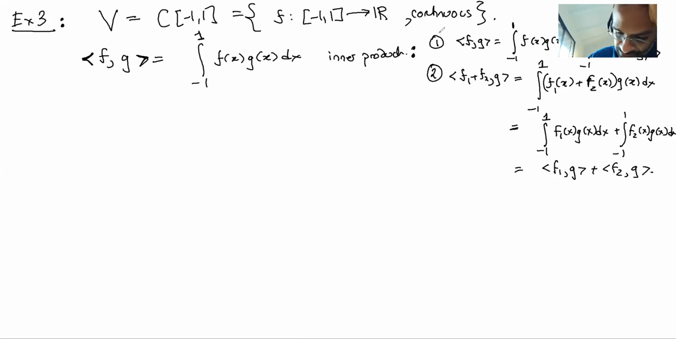So I've checked these first 2 properties. And 3 and 4 I won't do now, but they're similarly easy. You can leave these as homework. So that's a legit inner product. Just to make this concrete, let's look at a few examples.